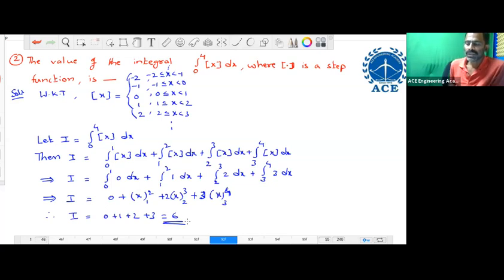If we have modulus or if we have step, directly we cannot integrate. We have to remove the modulus. If the function contains modulus, or if the function contains step function, you have to remove the step by using the definition. Like this, we can evaluate this.